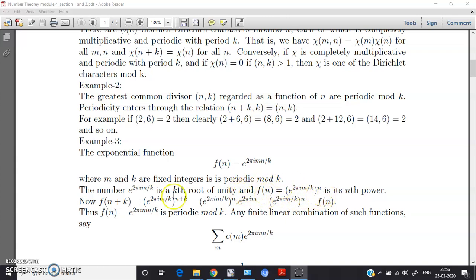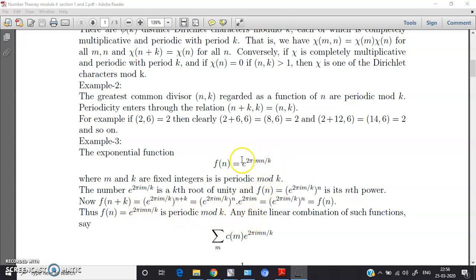So if we take f of n plus k, you can see this as e raised to 2 pi i m by k, whole raised to n plus k, which is equal to e raised to 2 pi i m by k whole raised to n times e raised to 2 pi i m, because k gets cancelled, and finally we end up with e raised to 2 pi i m by k whole raised to n, which is f of n itself. So f of n plus k is again f of n. Thus f of n equal to e raised to 2 pi i mn by k is periodic modulo k.